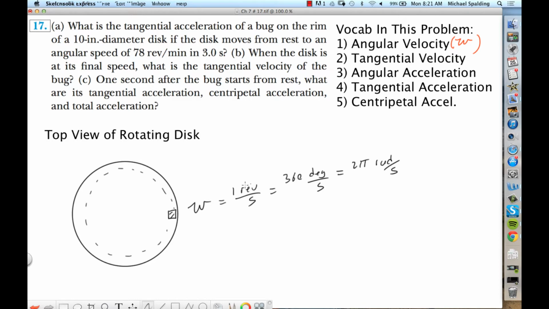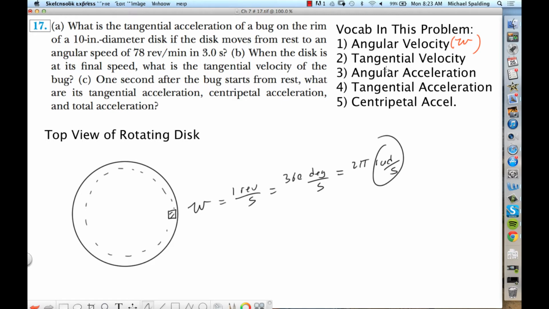Hey guys, when in doubt, which unit do you want to be in? Radians. Because there are certain cases, which I'm going to mention in a minute, where you have to be in radians. Okay? All right, second concept, tangential velocity.